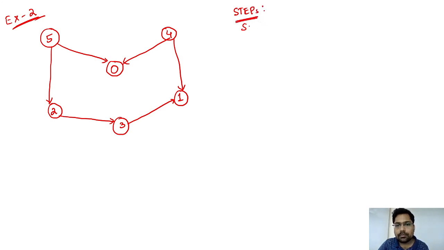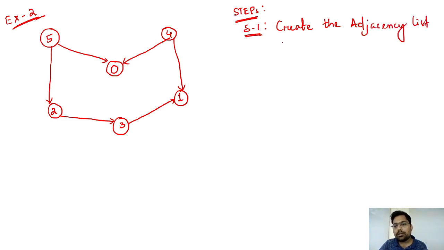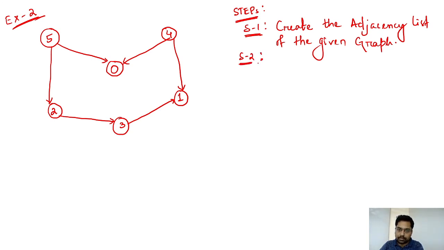Step 1, I'm writing S1. Step 1: create or build the adjacency list of the given graph. Clear. First we have to create the adjacency list. Based on the adjacency list, if there are no outgoing connections from a particular node, we will be selecting that one. After that we will delete that one.